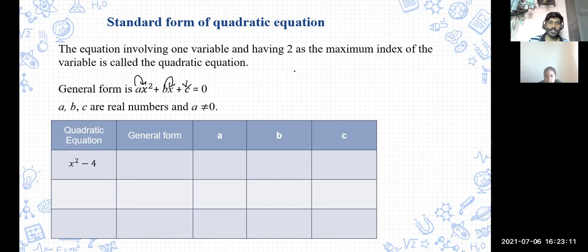Okay, look at the screen. It is x square minus 4. Now, is this in the general form? The x term is missing. Yes. So which is missing?